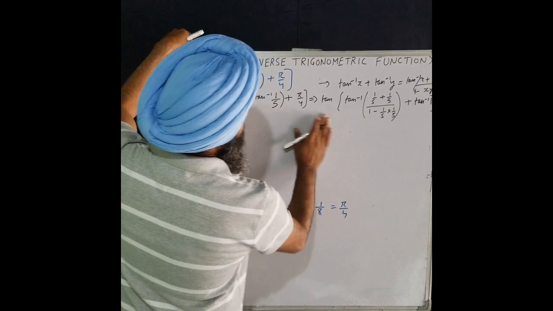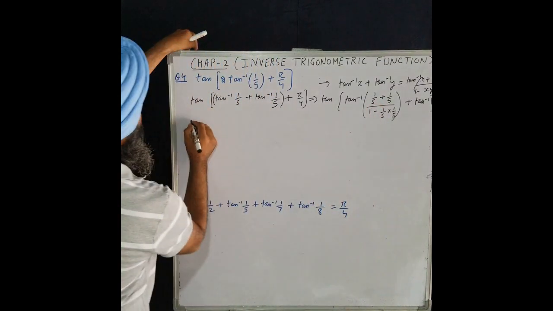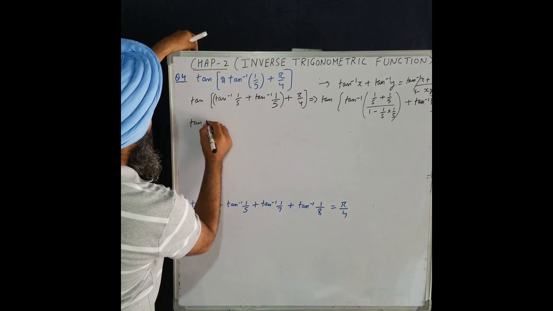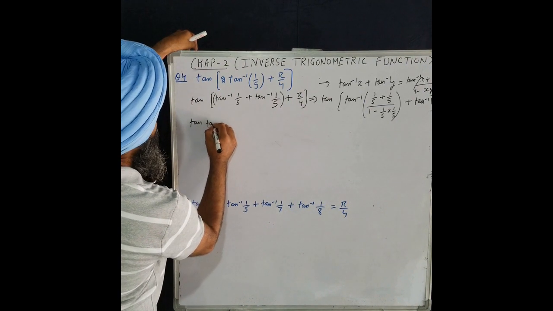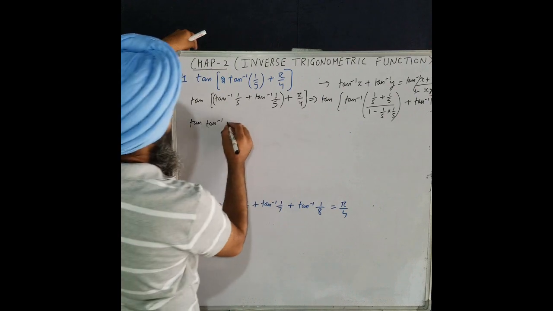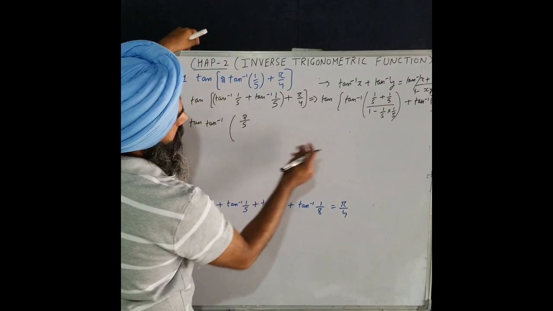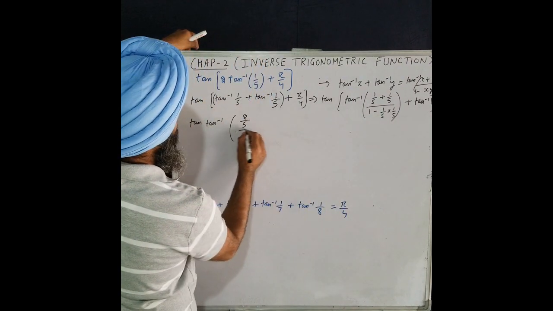Now beta, evaluate this tan inverse. Taking the LCM in the bracket, the value will come out to be 2 upon 5, 24 upon 25.